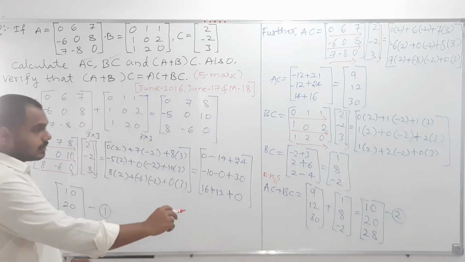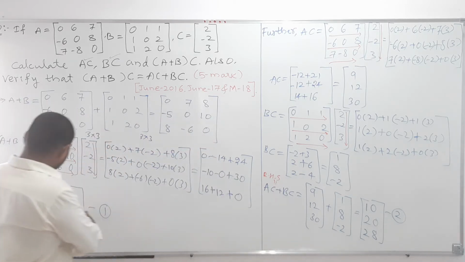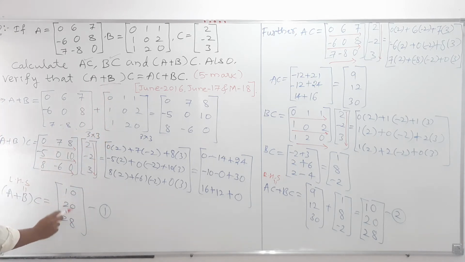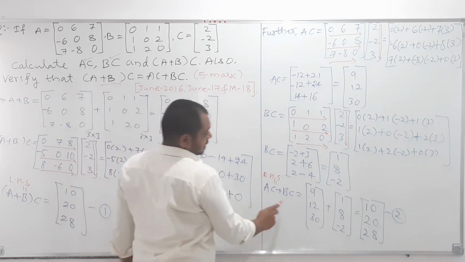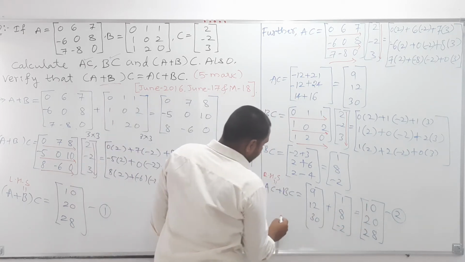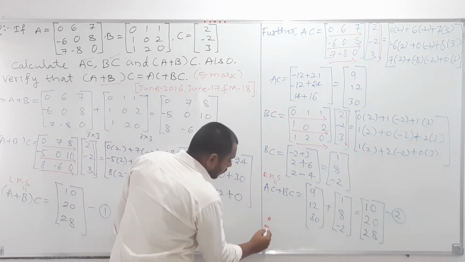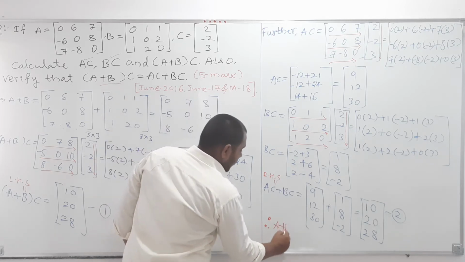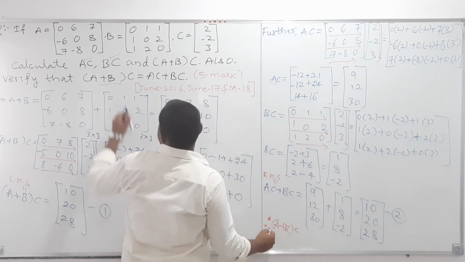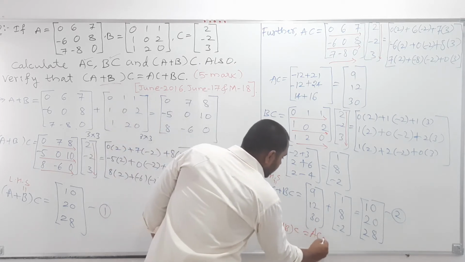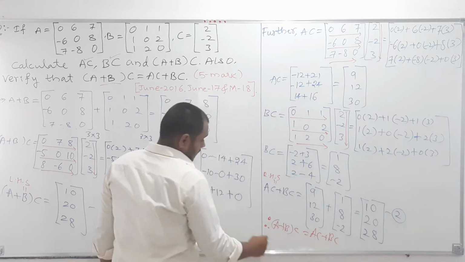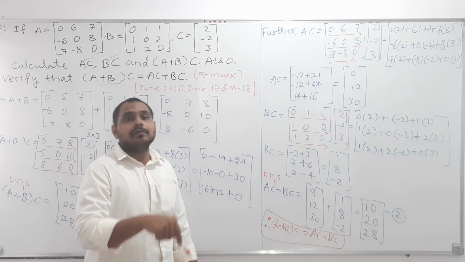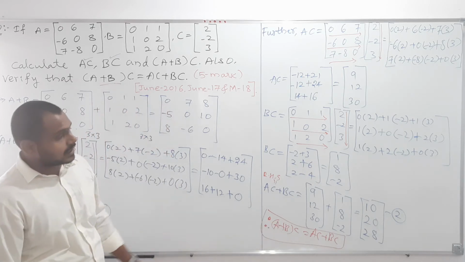Since 1 and 2 are equal, what is A plus B into C? The LHS, A plus B into C value, is 28. Next, my dear students, AC plus BC value is also 28. Therefore, we verified that A plus B into C is equal to AC plus BC. This is also a property that I already gave you in the previous videos. So hence we verified this property.